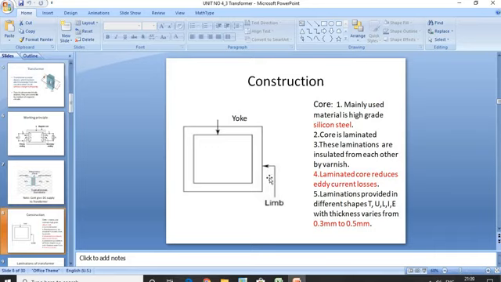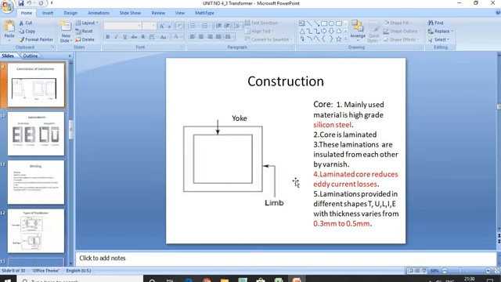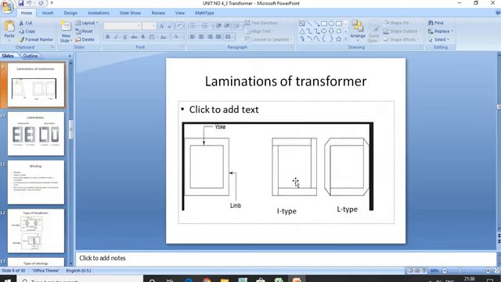Now the core of the transformer is laminated and each lamination is insulated from the others by varnish. Due to this laminated structure, eddy current losses can be reduced. Laminations are provided in different shapes T, U, L, I, E with thickness varying from 0.3 mm to 0.5 mm. Now these are some of the laminations of different shapes. Commonly used shapes are I type and L type.